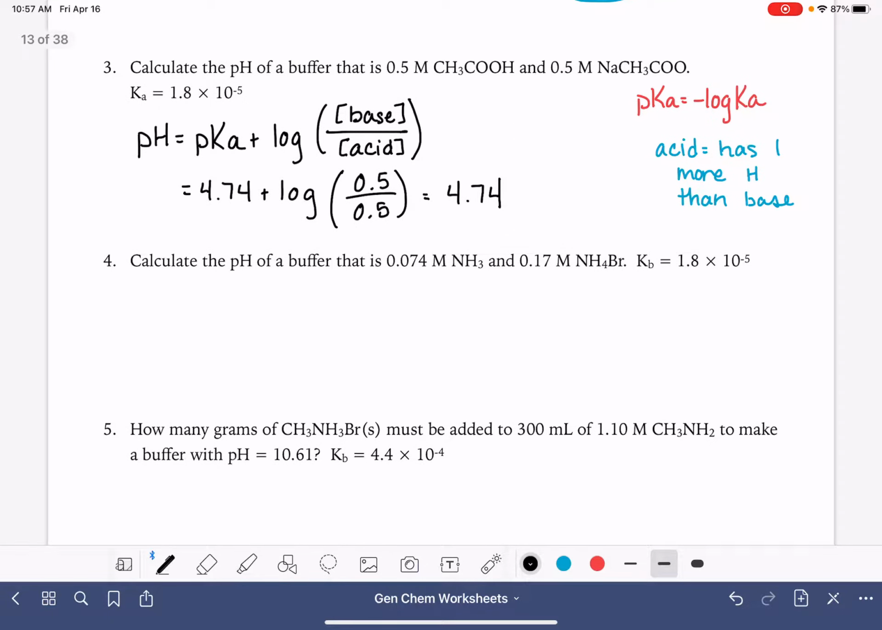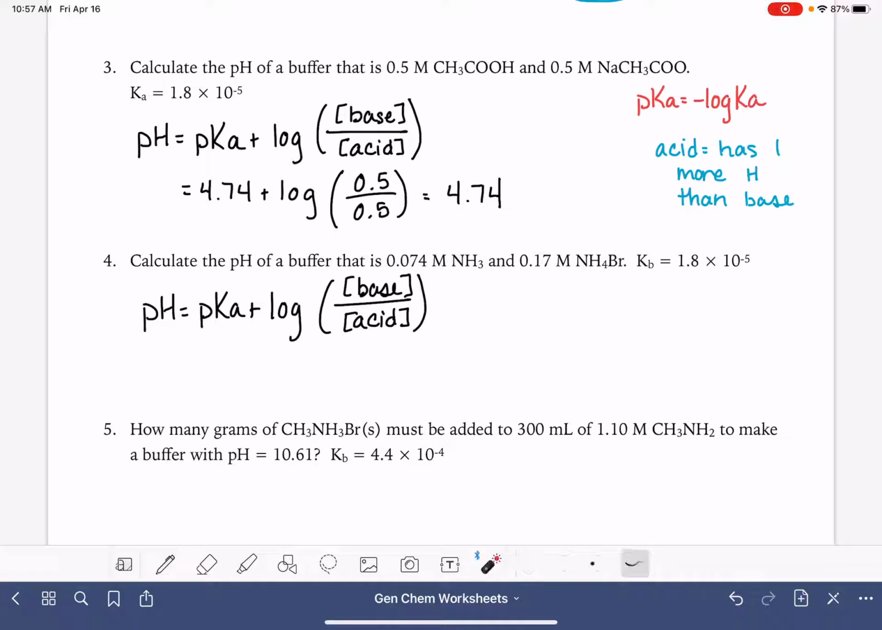Here's another one for us to practice. Calculate the pH again. The pH is the pKa plus the log of the concentration of the base over the concentration of the acid. So first thing we need to do is figure out what the pKa is. This problem is giving us the Kb, and we have a couple of options of how we could get Kb into pKa. I think the option that I'm going to take is to first calculate the pKb.